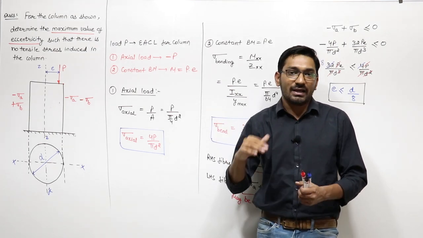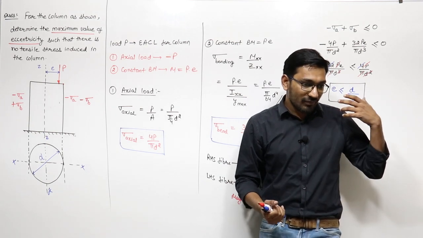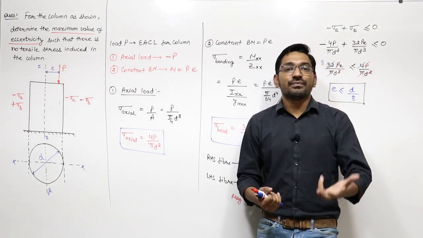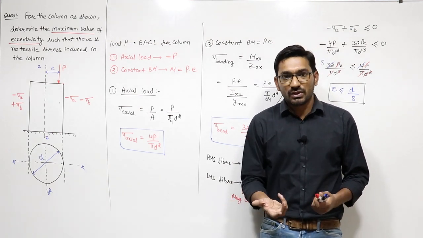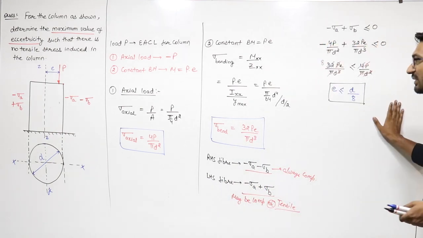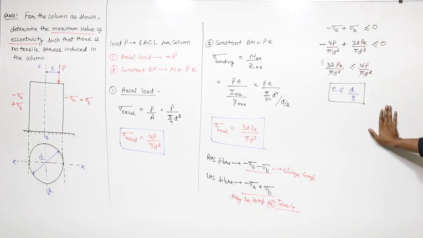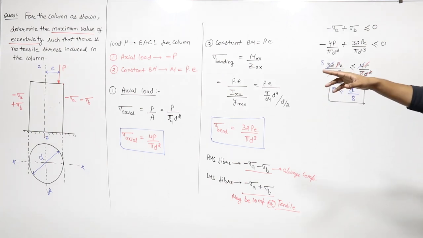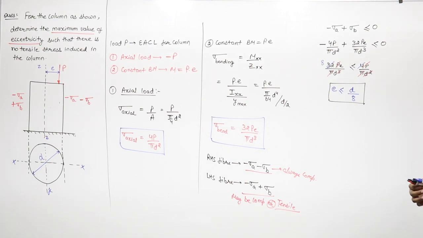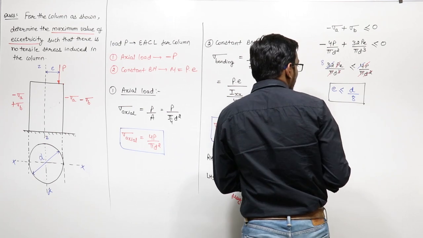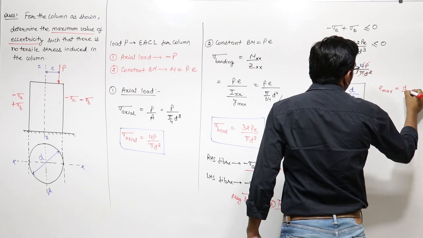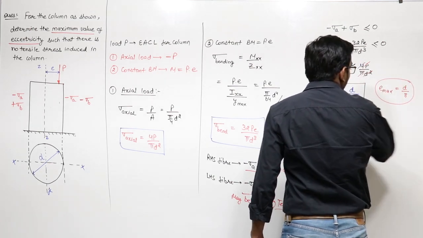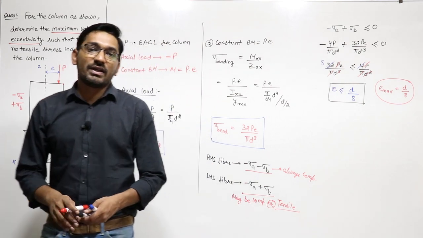So we don't want that in any column tensile stress is induced. That's why we say if the eccentricity is less than or equal to D by 8, then the stresses induced in that column will always be of compressive nature. The maximum value of eccentricity you can afford is D by 8.